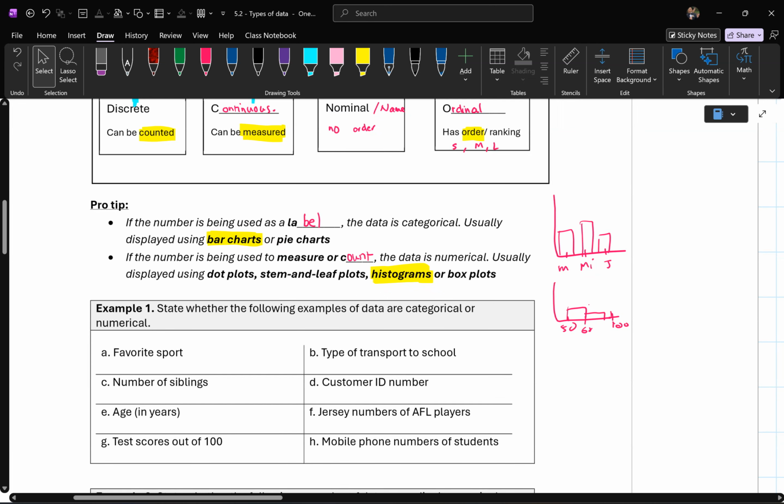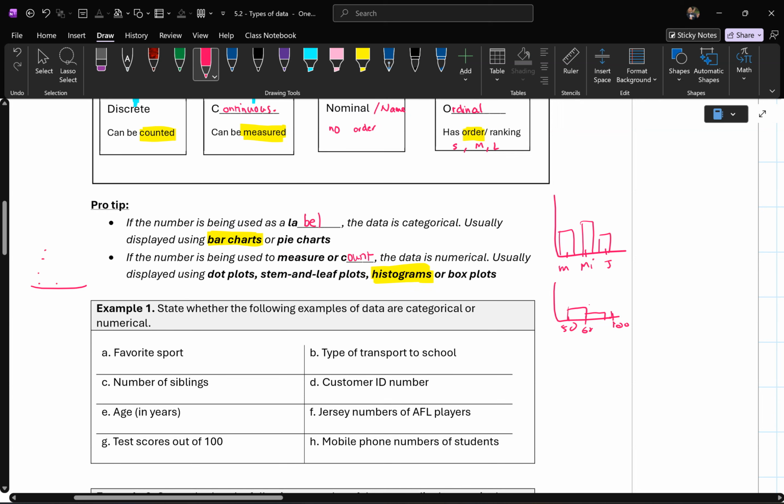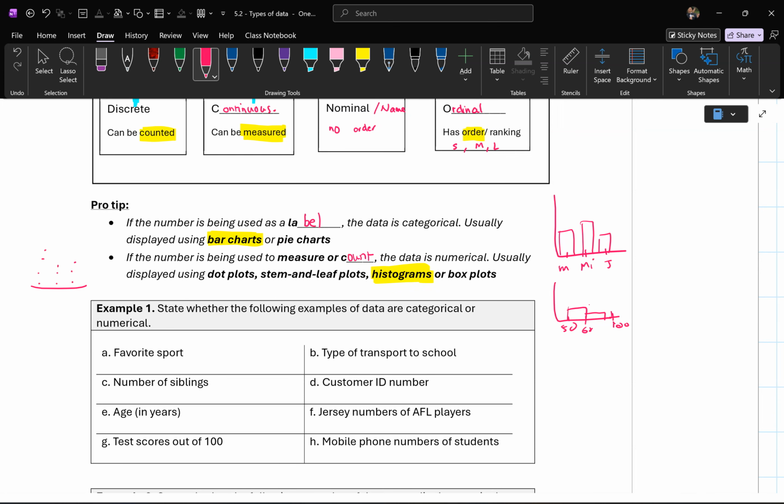So a couple other things. These ones are all countable. Think about dot plots. If you remember dot plots, they're all dots, kind of like that. It's all countable. So it should remind you it's numerical. So hence numerical data. Same with stem and leaf plot. It's all numbers left and right. Histograms, I explained, continue on the x-axis.